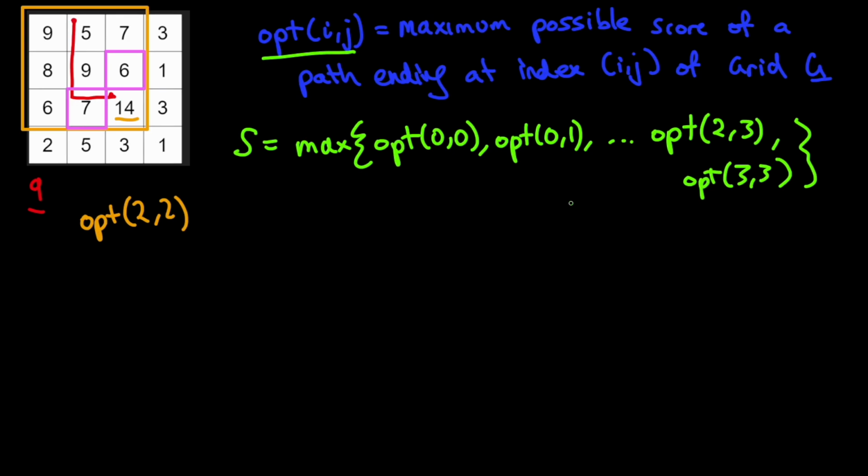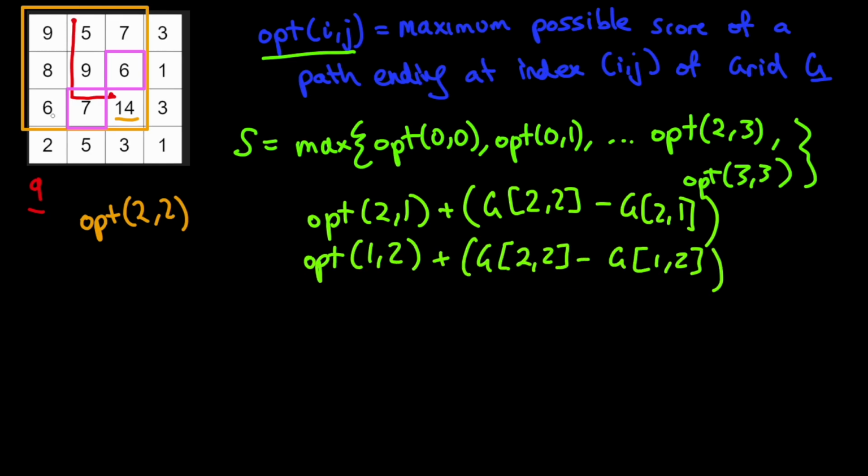In other words, opt22 could either be opt21 plus the score of jumping from grid index 21 to grid index 22, or alternatively, it could be opt12, that is the maximum possible score of a path ending at grid index 1,2 of the grid, plus the additional score for leaping from the grid index 1,2 to the grid index 2,2.